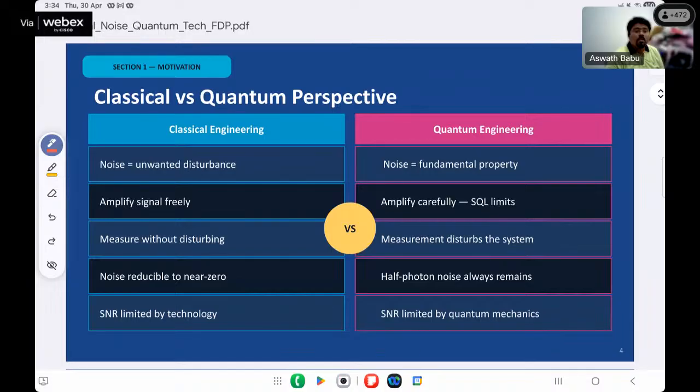In classical engineering, you can amplify the signal freely. Even if the noise also gets amplified, we have ways to eliminate or separate it. But in quantum engineering, amplifying straight away would amplify the noise to very high values. Separating noise from a signal is not that easy in the case of quantum, because there is a standard quantum limit. That is the Heisenberg uncertainty that imposes the standard quantum limit.